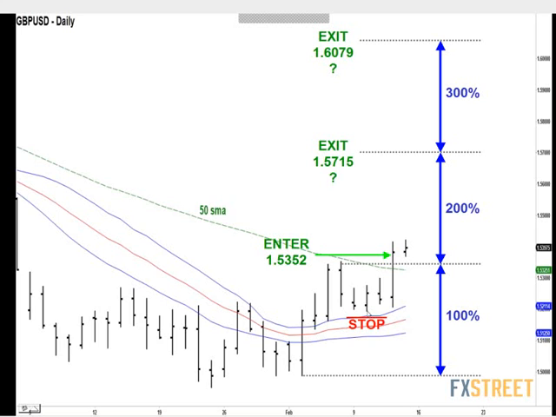This would be your stop placement. Okay? So I invite you to watch this trade. Using this, copy down these exit points. 57.15 would be the first one. We're making roughly about 400 pips. And the next one would be roughly about 60.79, about 700 or 800 pips.